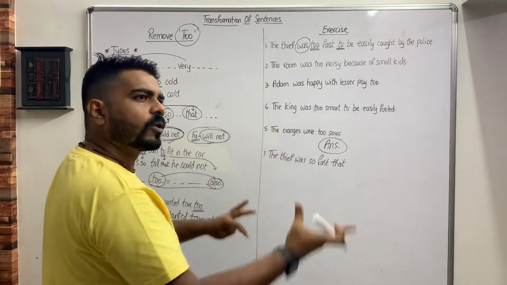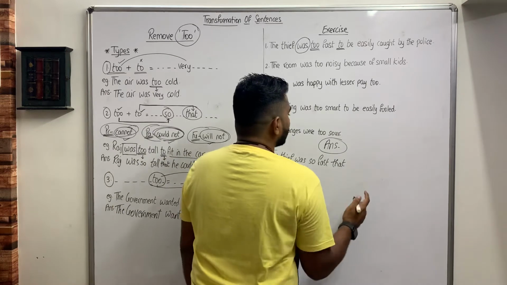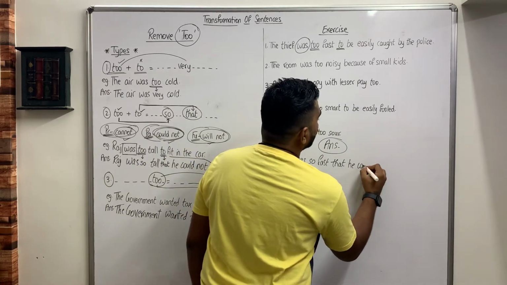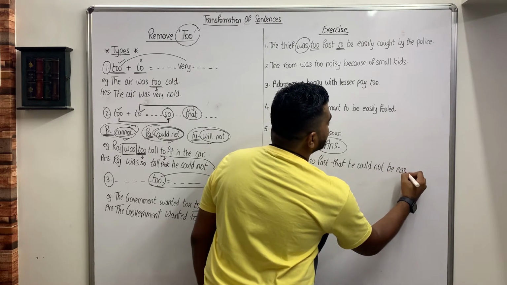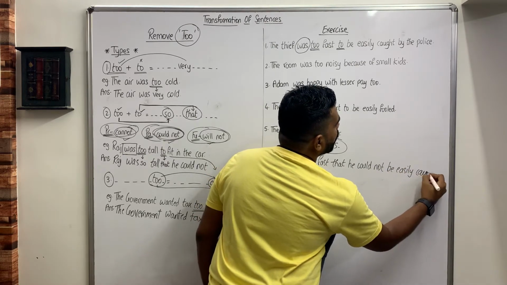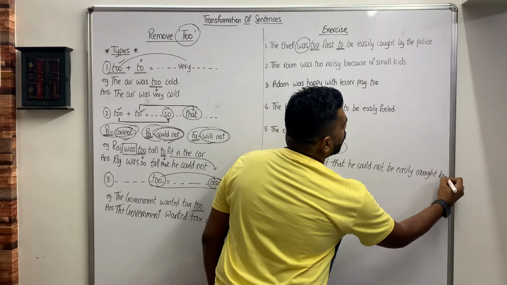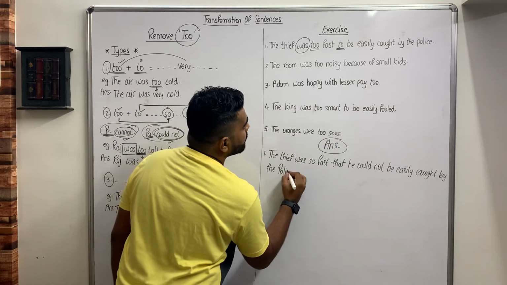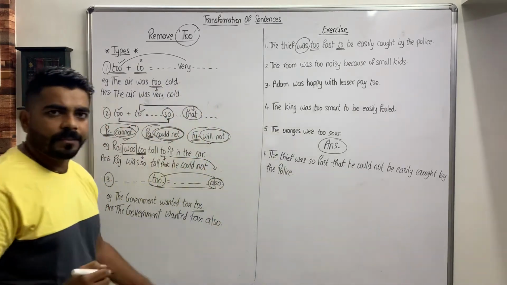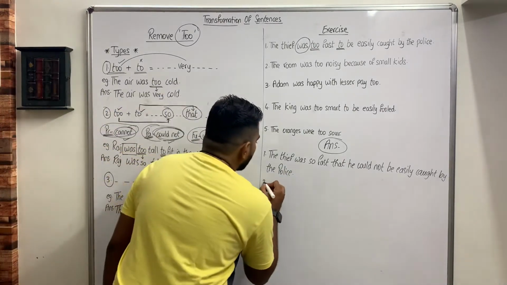Could not be easily caught. So I can write: the thief was so fast that he could not be easily caught by the police. Okay, a very simple one.